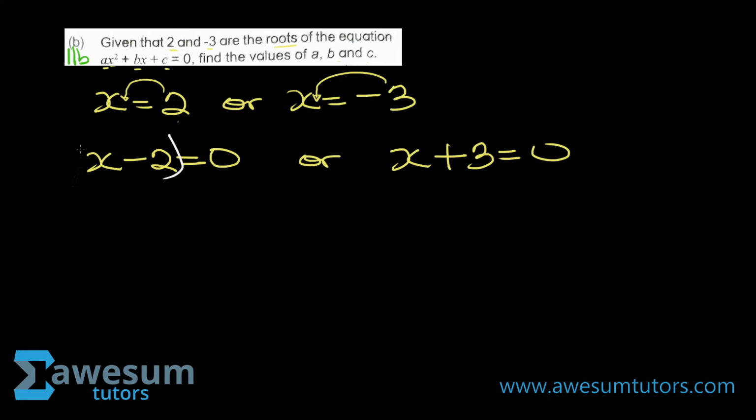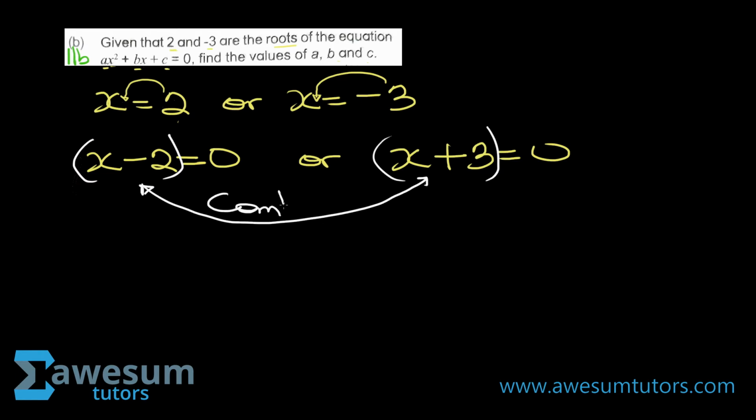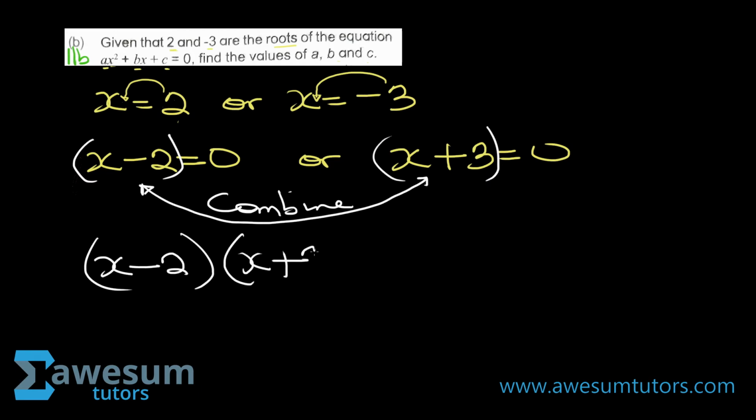Now, because you have been given the roots, you want to find the actual quadratic expression or equation. So what you need to do now is to combine these two expressions. So that means I'm going to have x minus 2 times x plus 3 equals 0. Remember, we have equals 0 there.